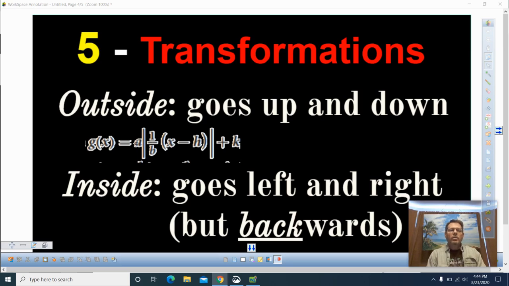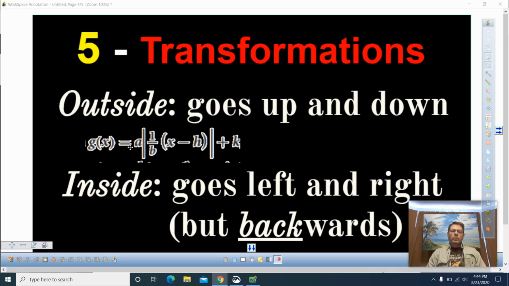But what about this A? It's also on the outside. Does it do the same thing? No. What it does is pull it up, which makes it more narrow, or it compresses it down vertically, or it stretches it wider. It's still a vertical concept, whether you're stretching, compressing, or just moving it up or down vertically. If it's outside, it's talking about up and down.